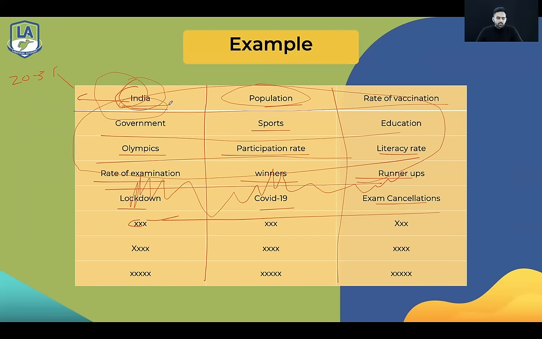India was the main topic of the lecture. He told about India population and rate of vaccination. He told about government, sports and education. He told about Olympics participation rate and literacy rate. He told about India government and Olympics. He told about participation rate, sports and population. He told about rate of vaccination, education and literacy rate. To conclude, the lecture was very informative.